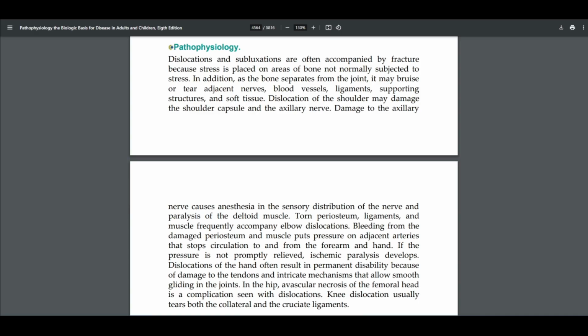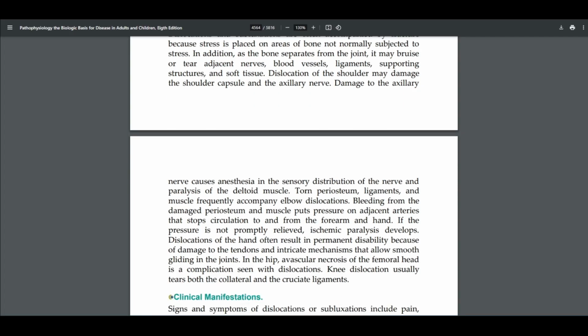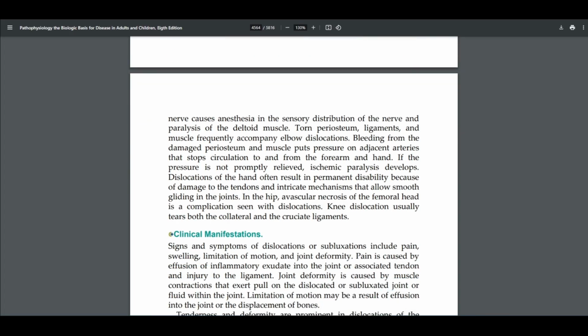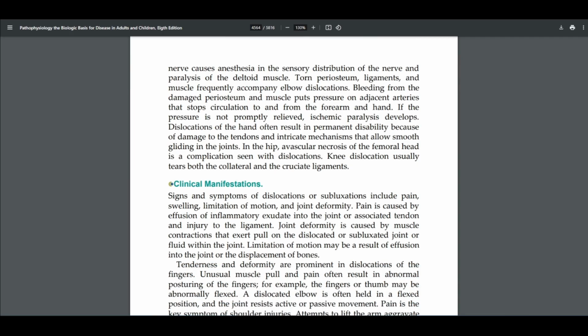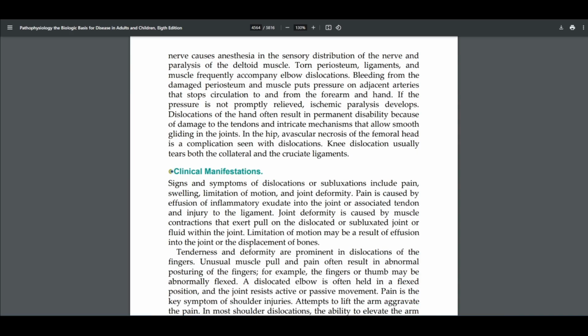Dislocation of the shoulder may damage the shoulder capsule and the axillary nerve. Damage to the axillary nerve causes anesthesia in the sensory distribution of the nerve and paralysis of the deltoid muscle. Torn periosteum, ligaments, and muscle frequently accompany elbow dislocations. Bleeding from the damaged periosteum and muscle puts pressure on adjacent arteries that stops circulation to and from the forearm and hand. If the pressure is not completely relieved, ischemic paralysis develops.